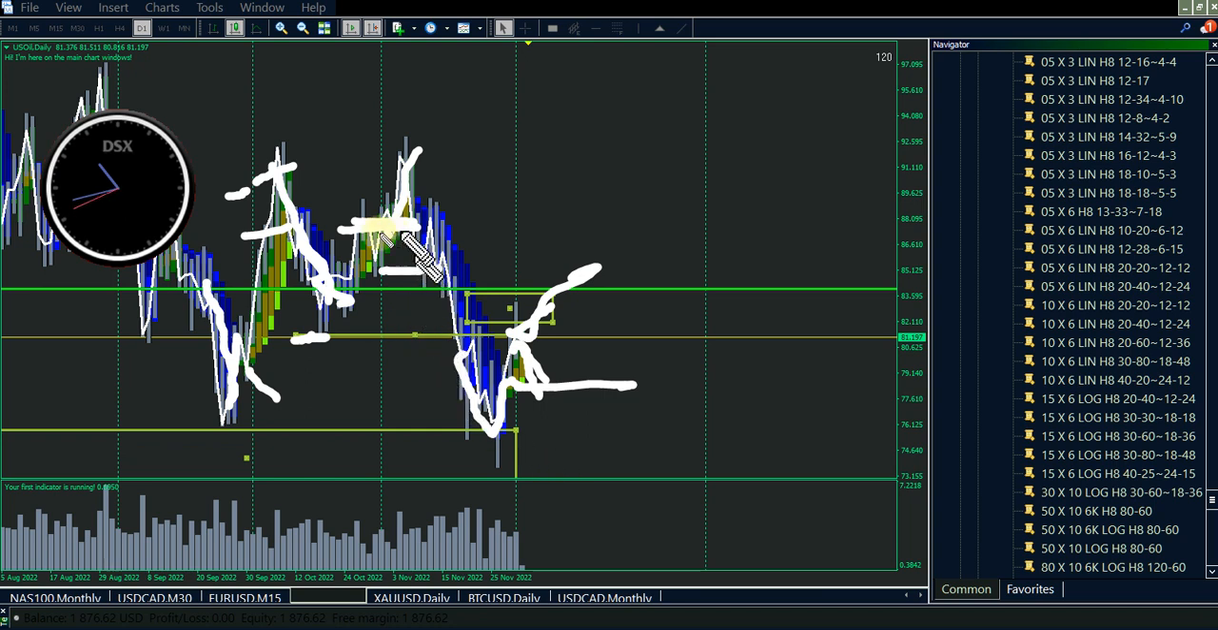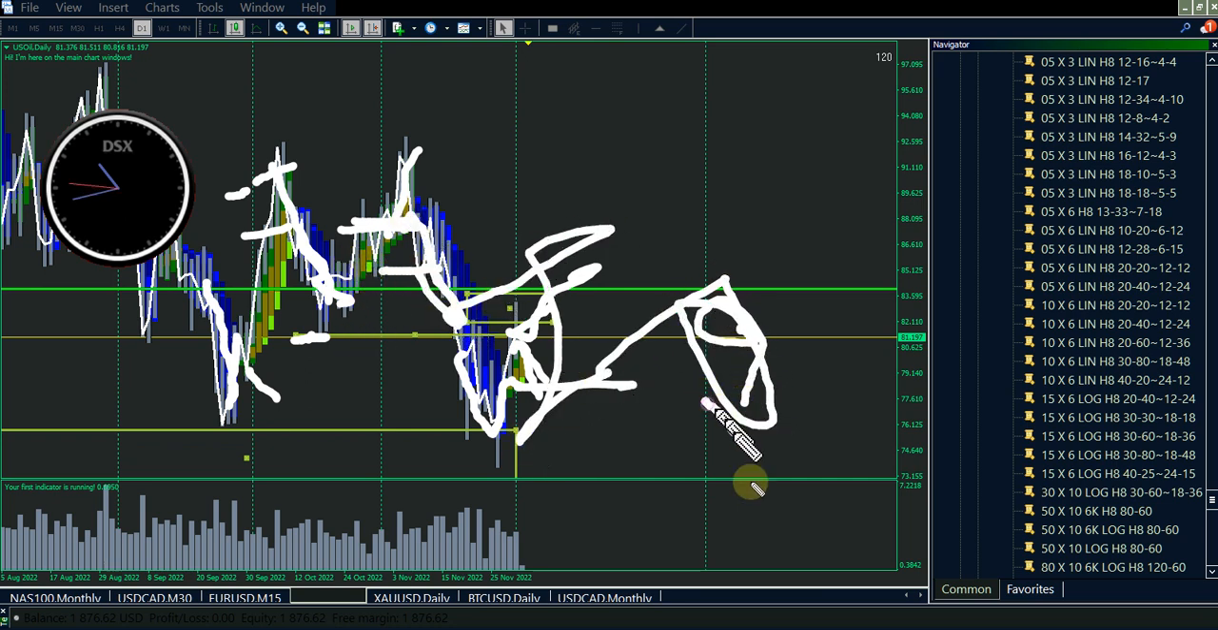I think we're trapped sideways for quite some time. This is daily crude. I think we could be drifting into the end of the year. Maybe it's going to spill down.